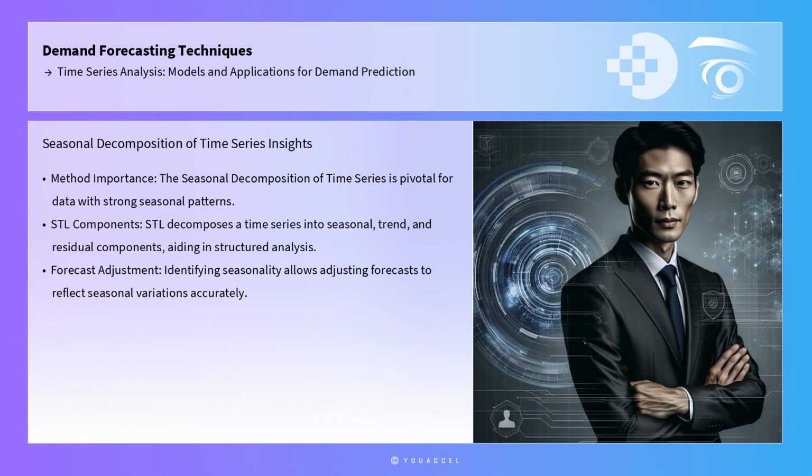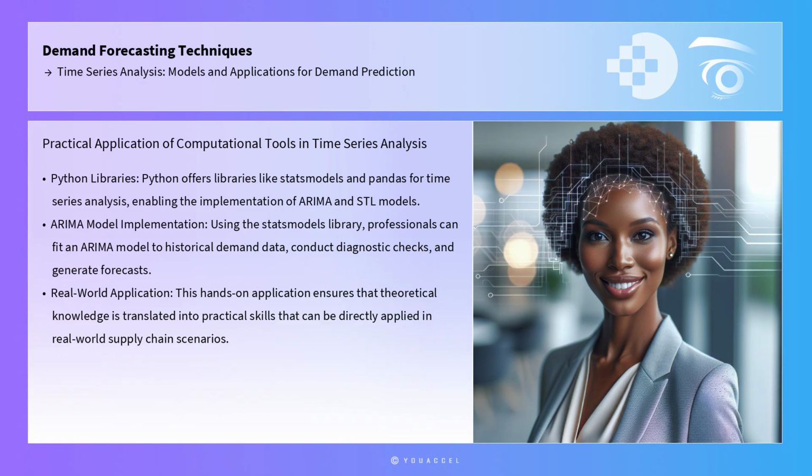with greater precision. Practical application of these models often involves the use of computational tools such as Python, which offers libraries like statsmodels and pandas for time series analysis. These tools facilitate the implementation of ARIMA and STL models, allowing for the exploration and visualization of demand patterns. For instance, by using the statsmodels library, professionals can fit an ARIMA model to historical demand data, conduct diagnostic checks, and generate forecasts, all within a streamlined workflow. This hands-on application ensures that theoretical knowledge is translated into practical skills that can be directly applied in real-world supply chain scenarios.